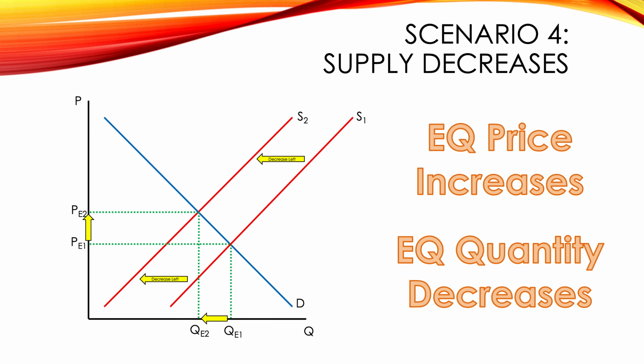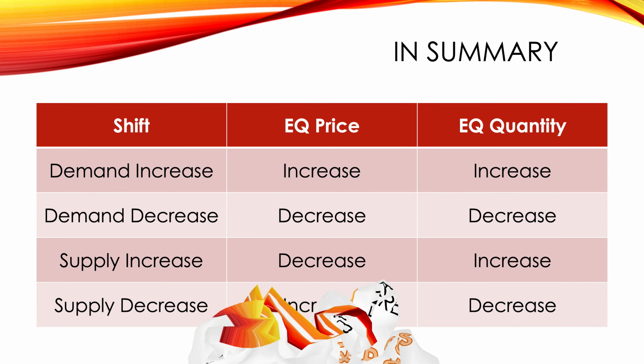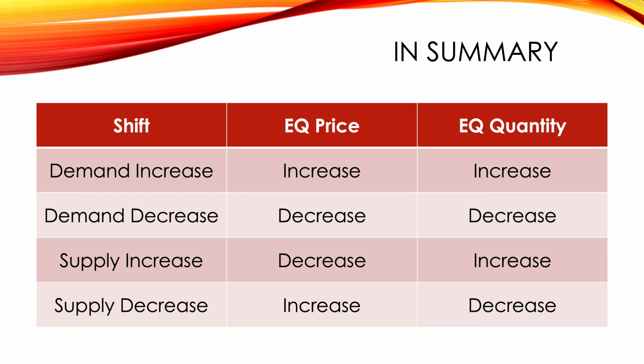So once again, when it's a demand shift, price and quantity change in the same direction. When it's a supply shift, they change in opposite directions. So these are the 4 scenarios where just one of these 2 curves is shifting, and you're looking at the effects of that shift on the market equilibrium price and the market equilibrium quantity. We can sum it up in a table like this one, right? So we see what the shift is, we see the effect on the equilibrium price relative to what it originally was, and we see the effect on the equilibrium quantity relative to what it originally was.